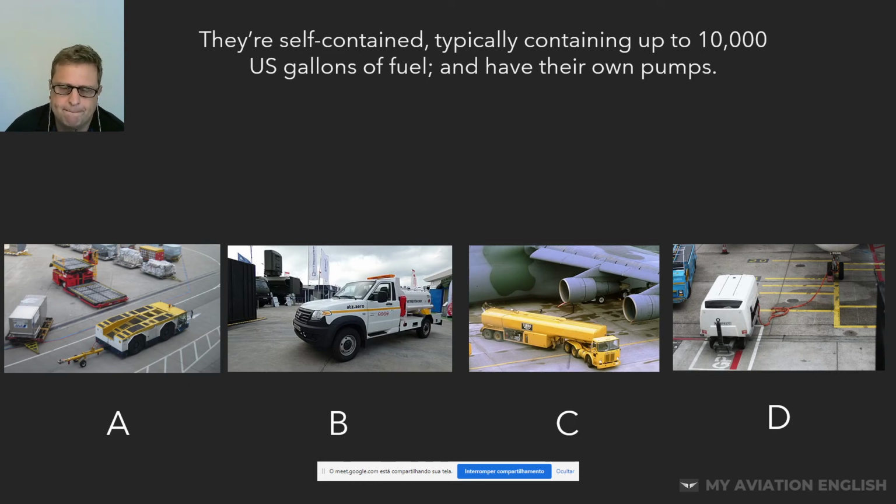Please repeat. They're self-contained, typically containing up to 10,000 US gallons of fuel and have their own pumps. Okay. Containing. Okay, and instead of typically, say typically. Ter cortado. Typically. Perfect. Agora você falou melhor que eu. Typically, ok? Alright.